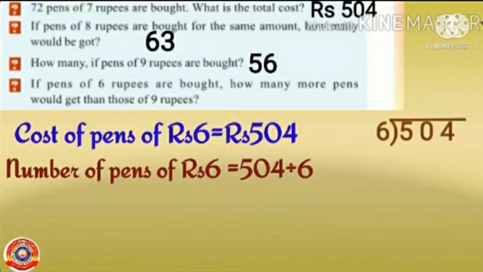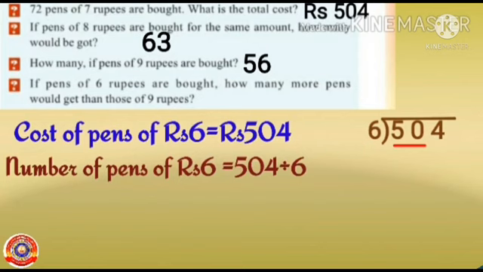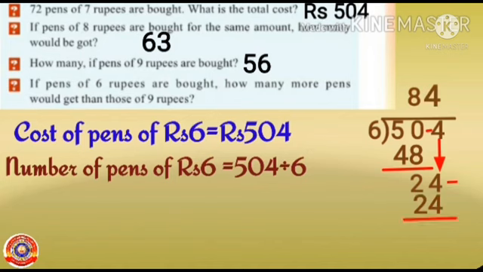504 divided by 6. Take the first digit 5. 5 is less than 6. Take the next digit also. We get the number 50. There is not 50 in the multiplication table of 6. We have to take 48. How many times? 8 times. 8 into 6, 48. 50 minus 48, 2. Write down this 4 here. We get the number 24. 4 times. 4 into 6, 24. 24 minus 24, 0. We get the quotient 84. So, number of pens of 6 rupees bought is 84 pens.